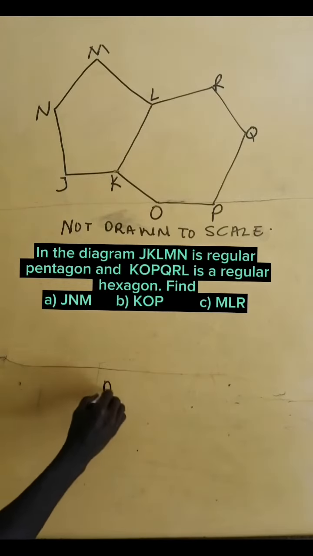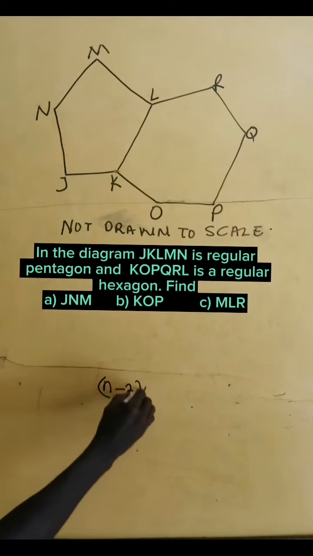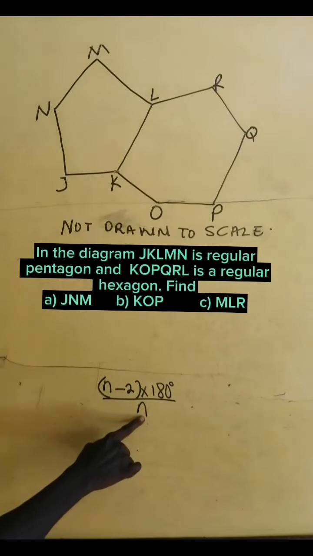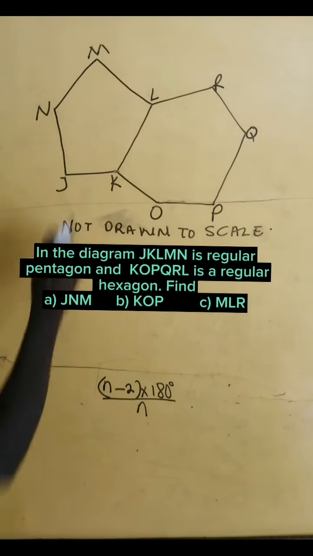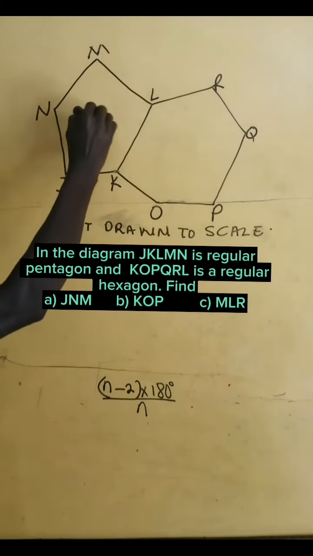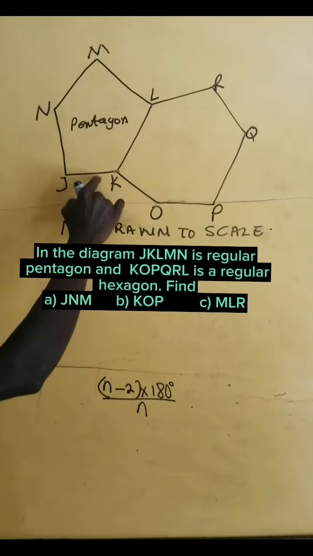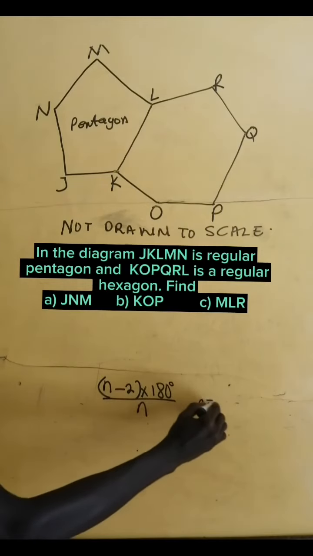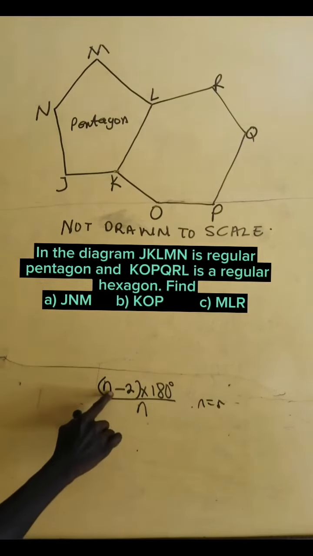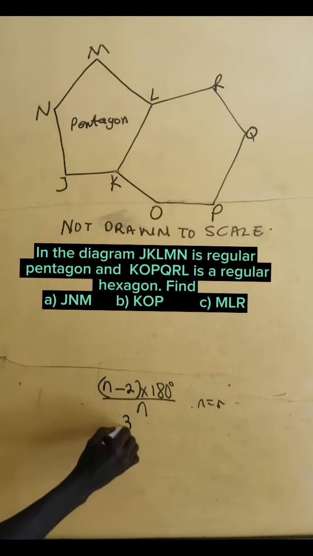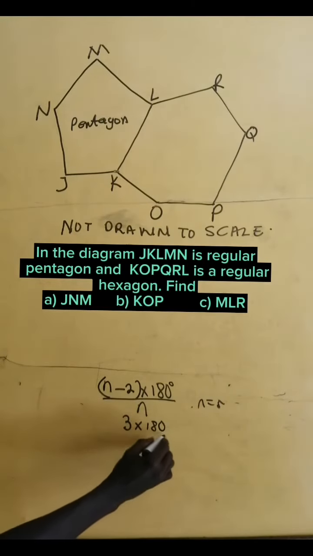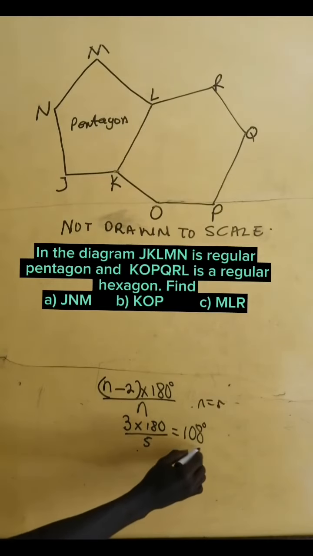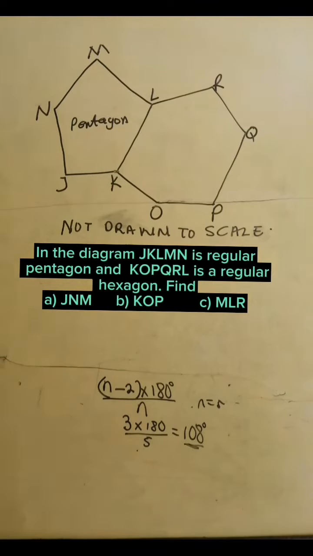We know that each interior angle of a regular polygon is given by (n minus 2) times 180 degrees, all divided by n, where n is the number of sides. Now, for a pentagon, we have the number of sides equal to 5 from what I've counted there. So if we put in 5, I have 5 minus 2, that gives 3, times 180, divided by 5. And that gives 108 degrees as each interior angle.